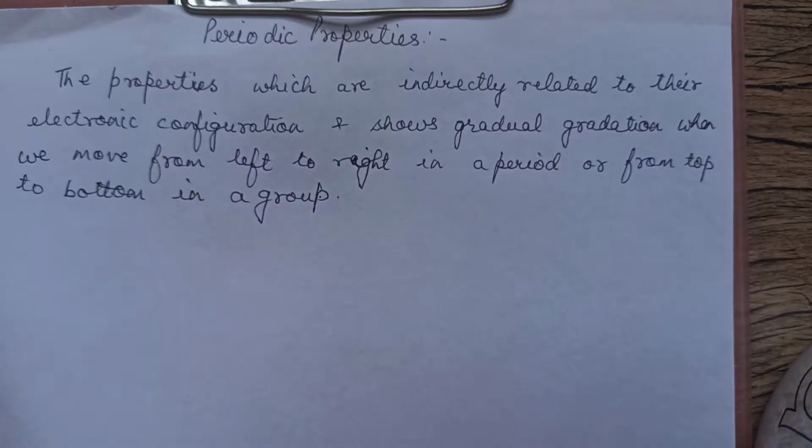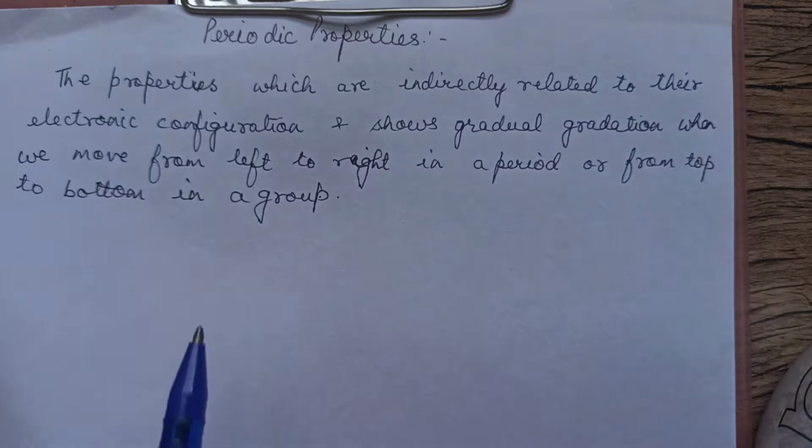But to understand that, first let us see what we mean by the term periodic property. Periodic, as the name itself says, means something which is happening again and again, right? So in terms of properties, the properties which become the same after regular intervals, or the occurrence of similar properties after regular intervals, is called periodicity or periodic property.